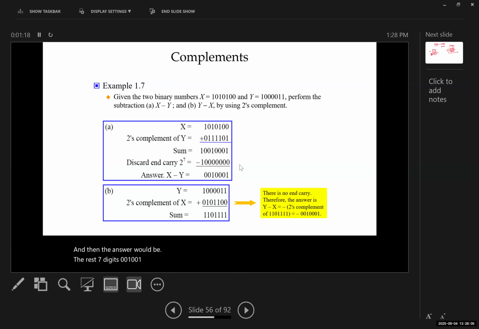Now, what I want you to do as an exercise is find the decimal equivalent of x and y. I want you to find the original x and y. I want you to find the decimal numbers for x and y, converted from binary to decimal.